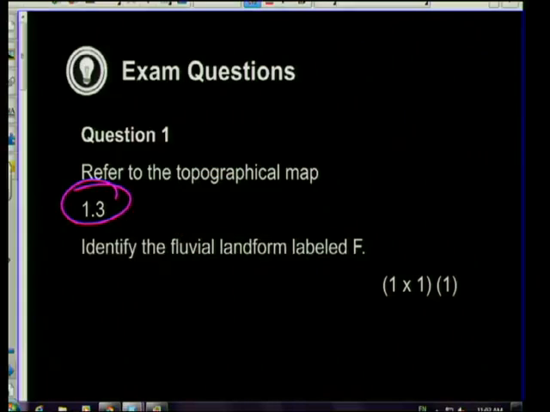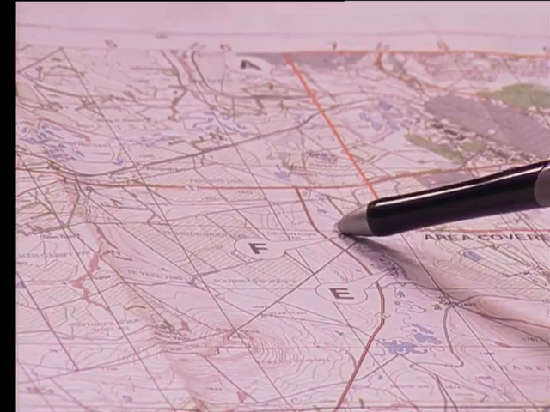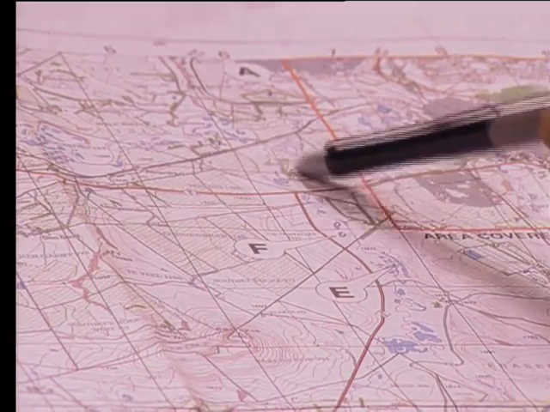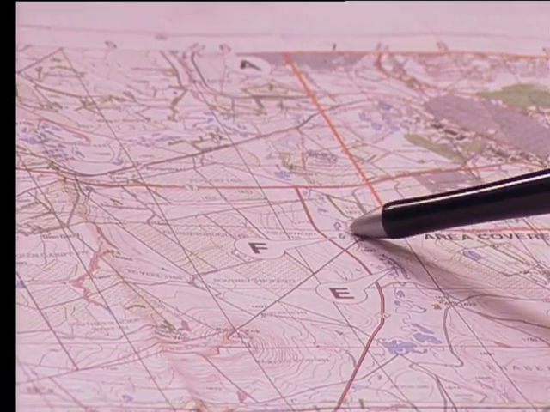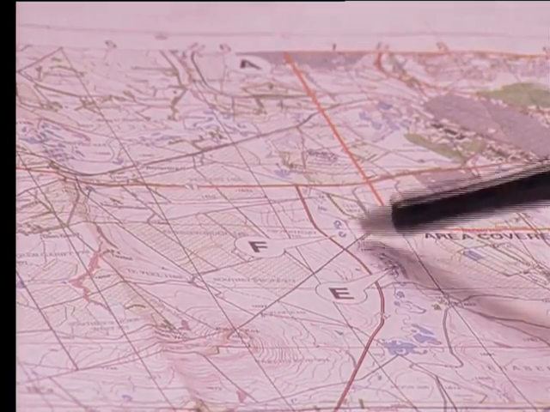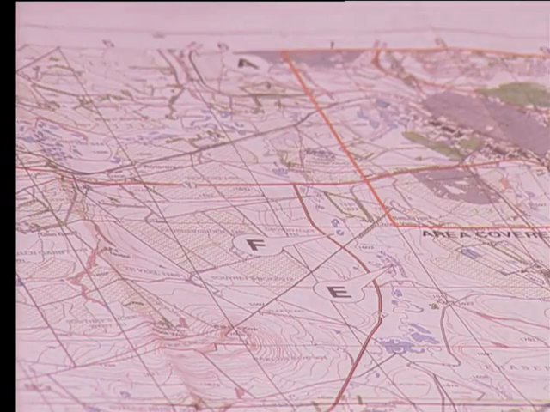Question 1.3, identify the fluvial landform labeled F. For this, we're going to go to our topographical map and look at the fluvial feature labeled F. Note the label F, and note it's given to a specific area along the course of the Nieuwejaarspruit River. This is the remaining portion. It is an oxbow lake. Remember, the river meandered. Eventually, due to downcutting, due to the slip-off and undercut slopes, the river results in an oxbow lake.